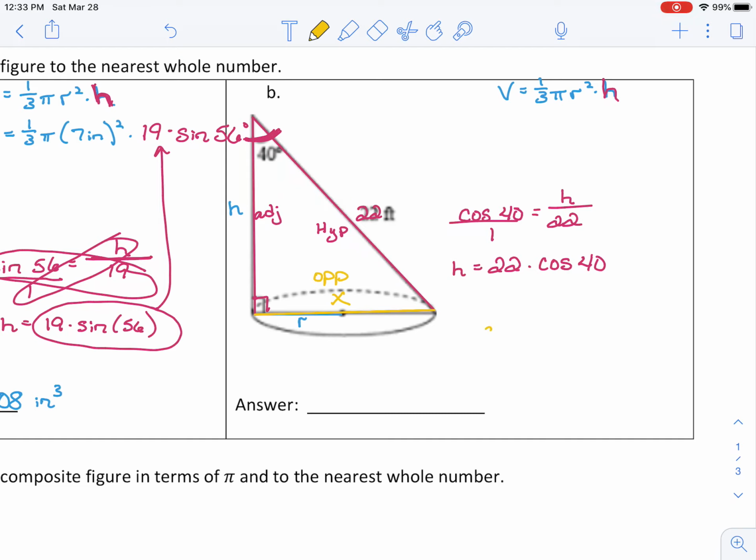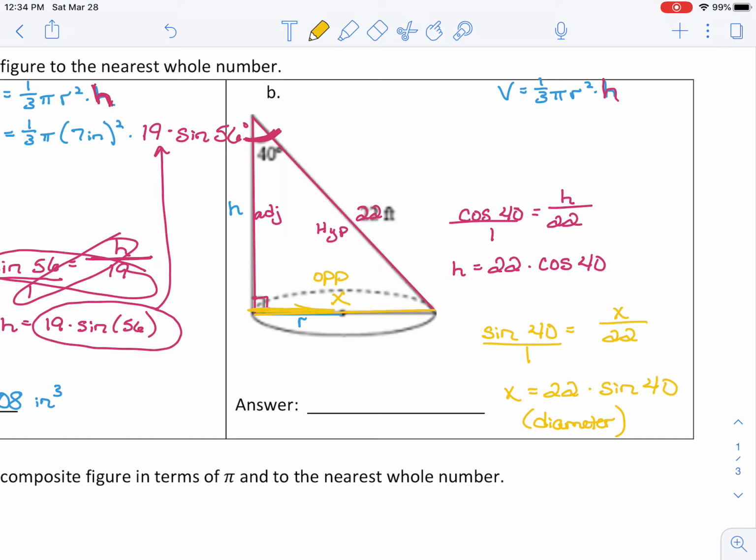Since I'm finding the opposite leg, I'm going to use a sine ratio. I'm just going to ignore the fact that we know something for the adjacent leg because I don't want to round. Sine of my angle is equal to the opposite leg, which I've called x for now, over the hypotenuse. So when I cross multiply, x times 1 will be equal to 22 times the sine of 40. And again, this is our diameter. I don't want the diameter.